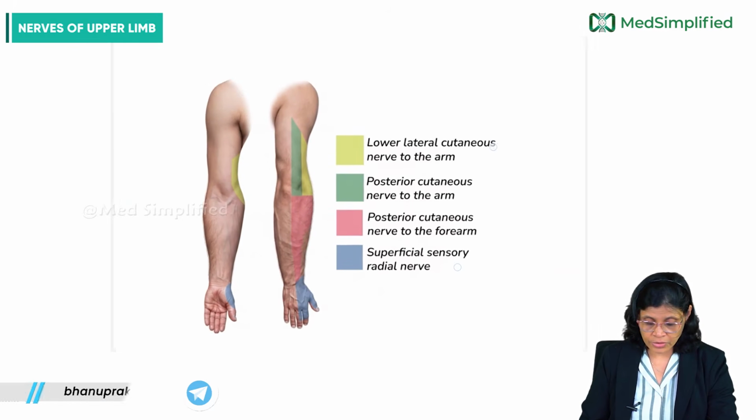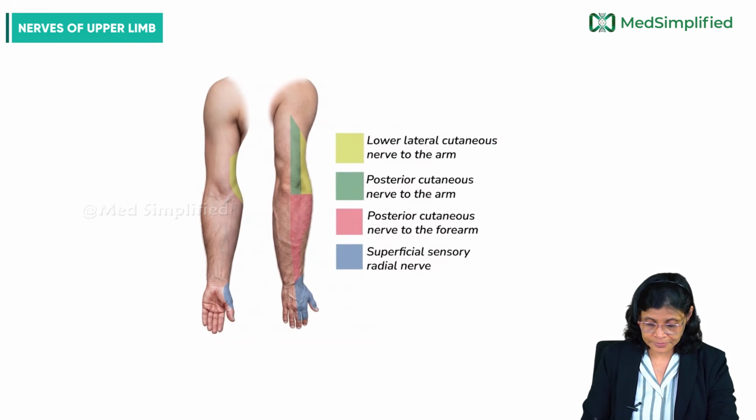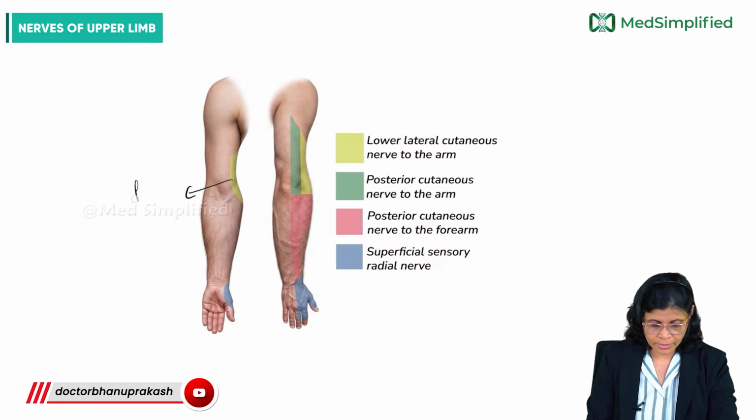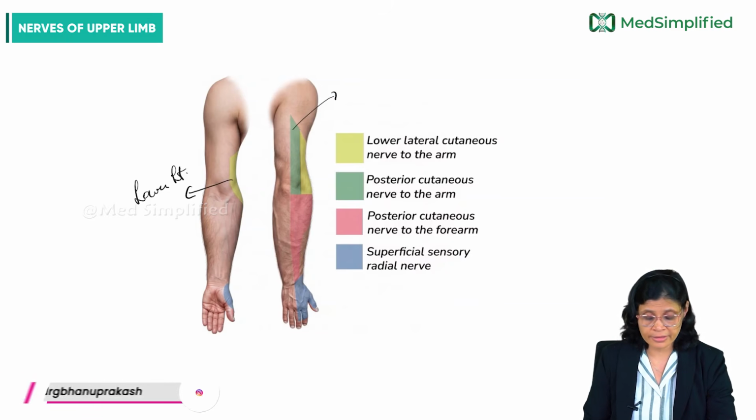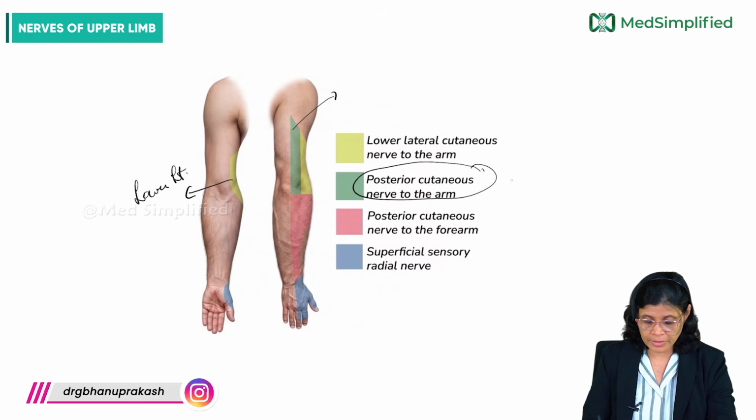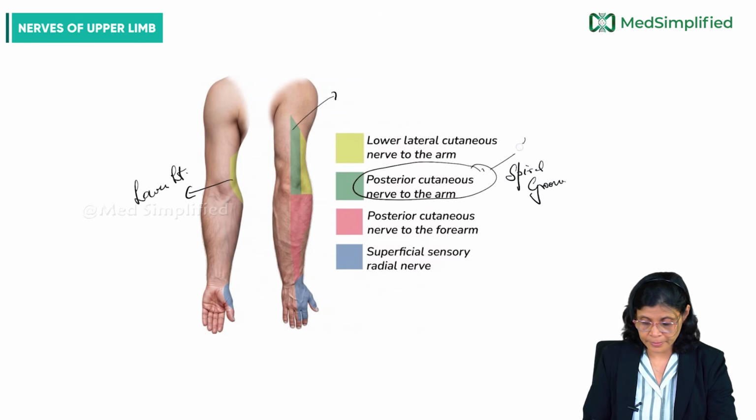Then the cutaneous loss we will see along the lower lateral part here, okay. So this portion, lower lateral part. Then posterior cutaneous, this one is spared if the injury is in the spiral groove. If the injury is in the axilla, then even this is involved, okay. So this will be spared if the injury is in the spiral groove.